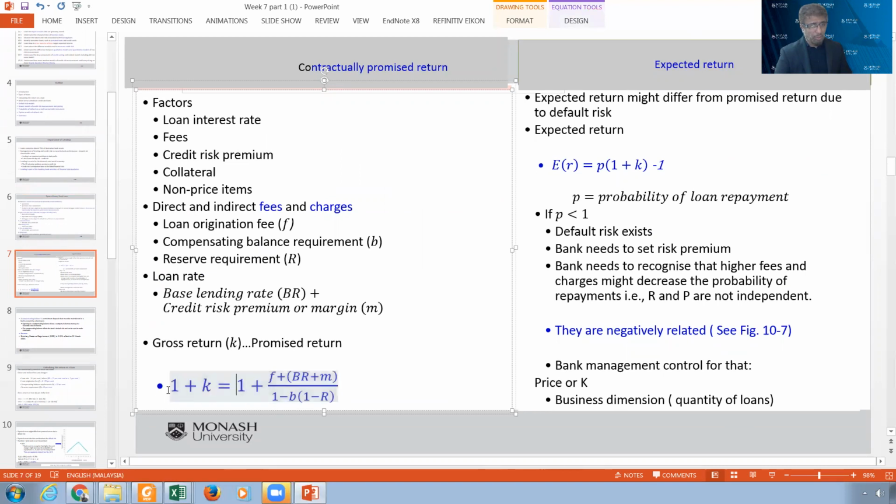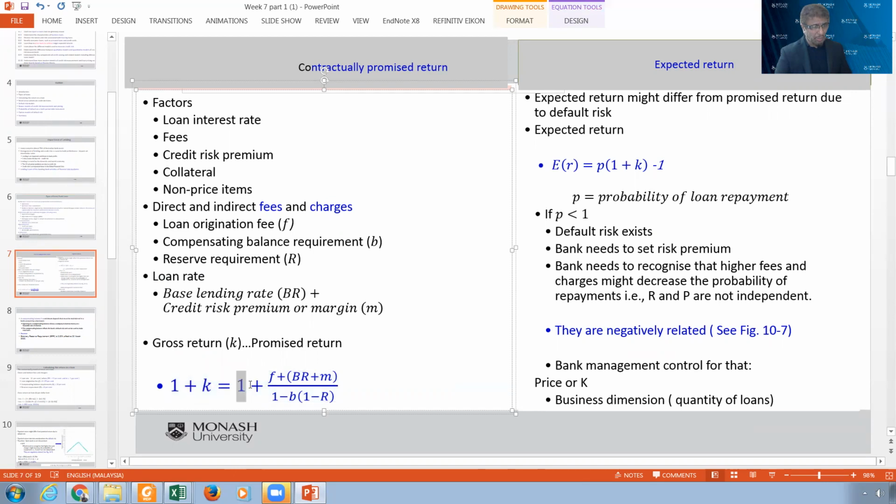So if you have $1, this is $1 given to the customer, you receive from the customer at the end of the year 1 plus K, which is the return. So this 1 + K is actually the principal plus the interest. Now, what is the principal?